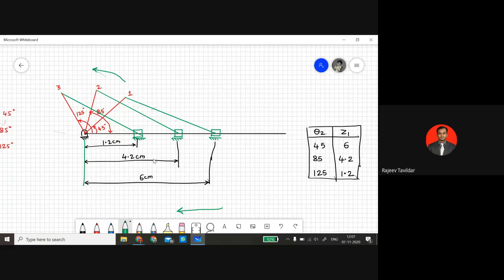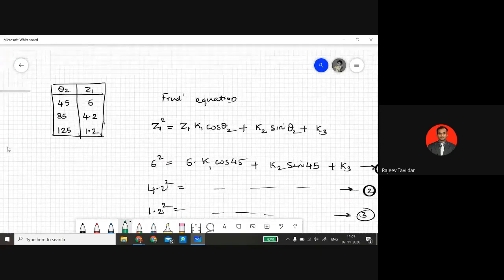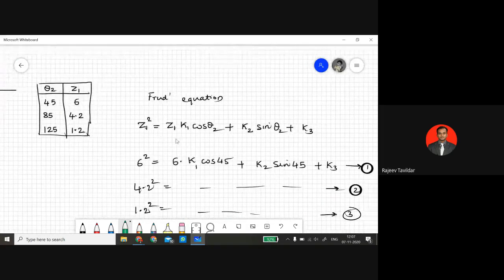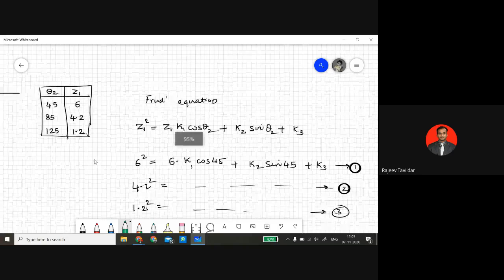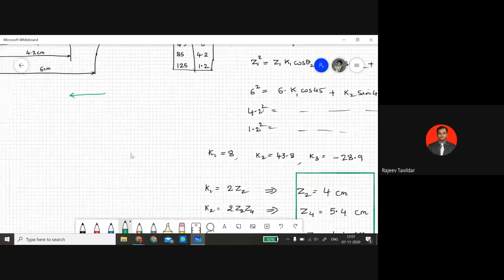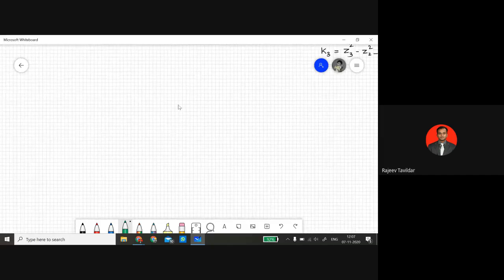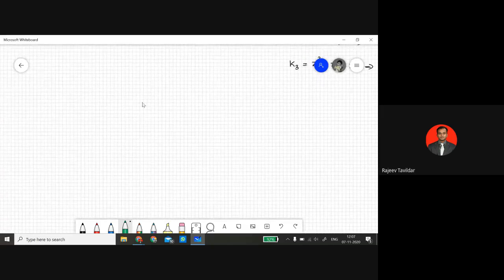Once you get it in this format, then you can just use the standard Freudenstein's equation and get the values of K1, K2, K3, and accordingly Z1, Z2, Z3, and Z4. So this was all about how to solve the slider crank mechanism using Freudenstein's equation. In the next category, let us take this one, that is how to synthesize or design the crank rocker mechanism.